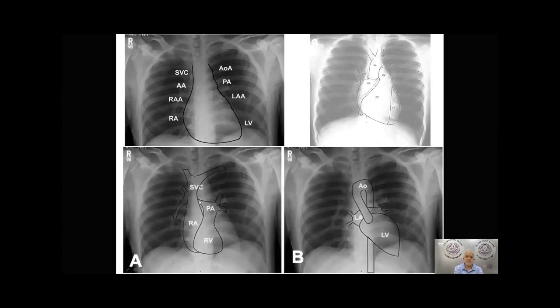This is how the X-ray would look if you have to draw diagrams representing the structures. This is the RA, this is the SVC, this is the PA, and this is the RV, and this is how the LV and aorta go like this.